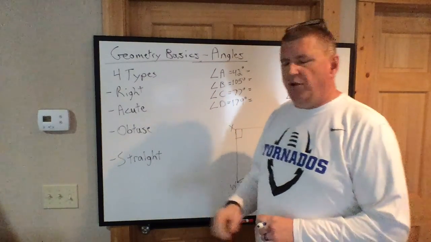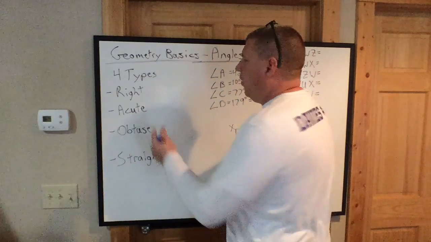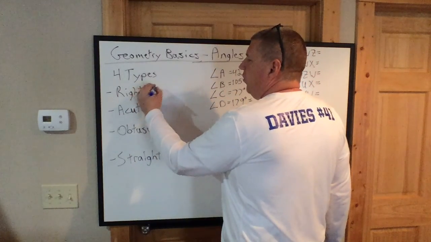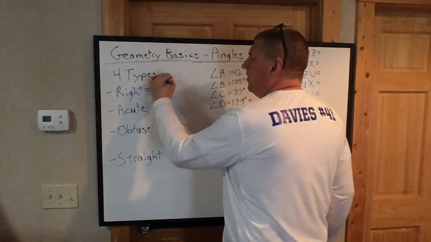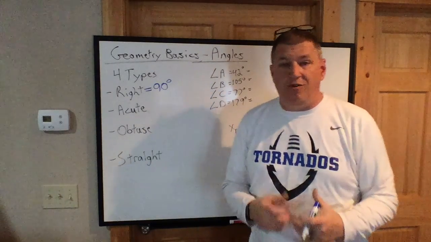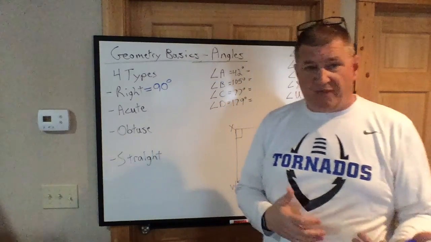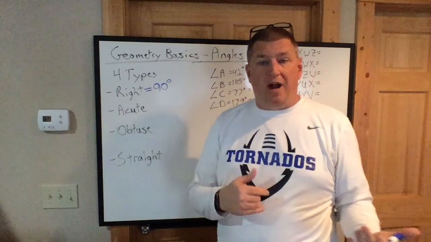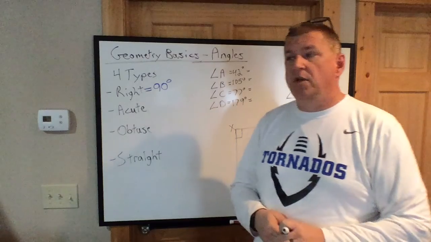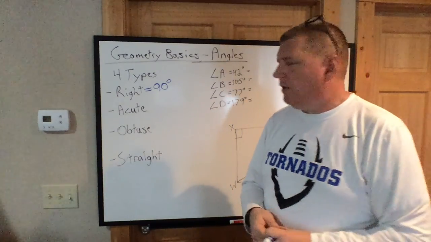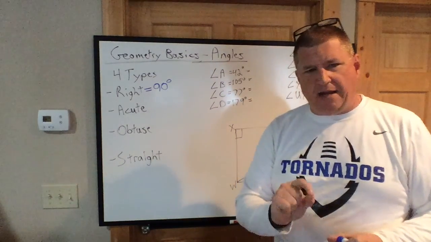So our right angle, okay, many of you already know, a right angle is one that is equal to 90 degrees. Okay, these are the types of angles that you see in rectangles, in squares. Right triangles, there's one of them in a right triangle. That's what makes it a right triangle. So it's equal to 90 degrees.